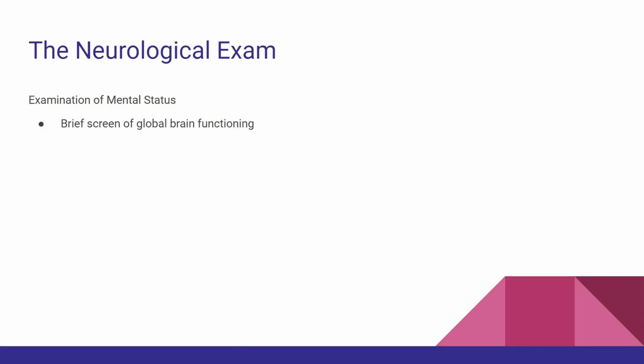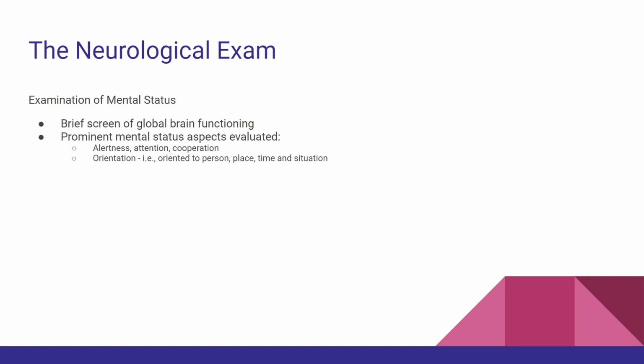The final component of a neurological exam is the mental status exam, and this is a brief global screening of brain functioning. The things that are being evaluated during a mental status exam are things like alertness. Are they falling asleep? Are they alert and aroused? Are they able to engage with the practitioner? Are they paying attention? Are they cooperating? Are they oriented to person, place, time, and situation? There will be brief screens related to memory, language, neglect, and praxis. So this can help indicate either limbic, left hemisphere, or right parietal lobe functioning.